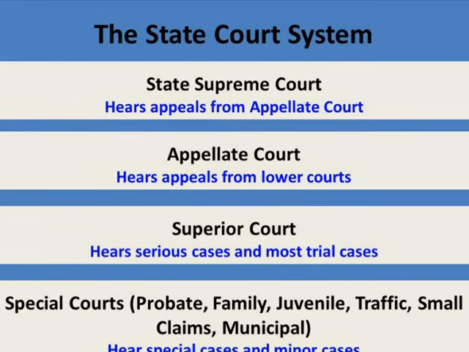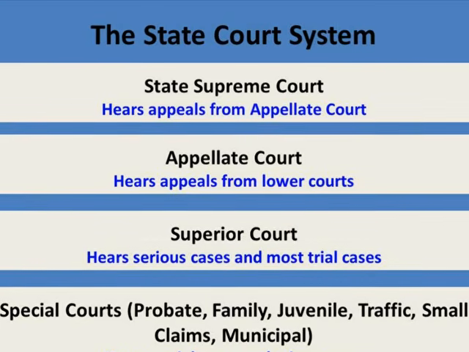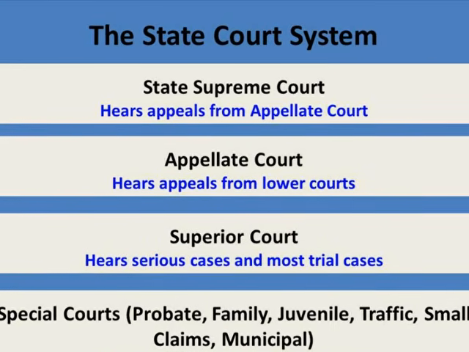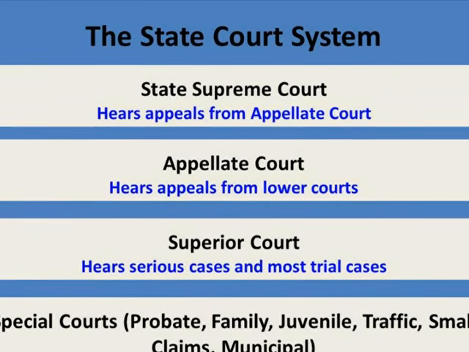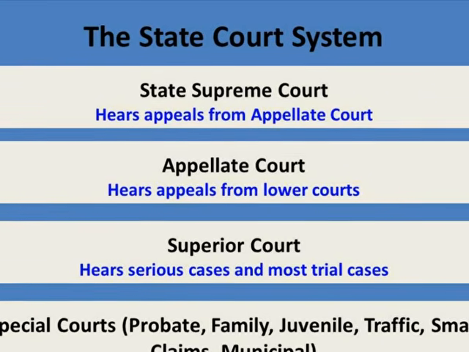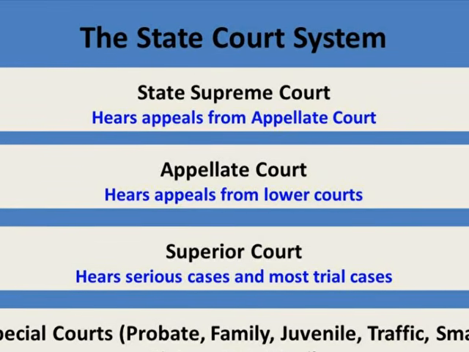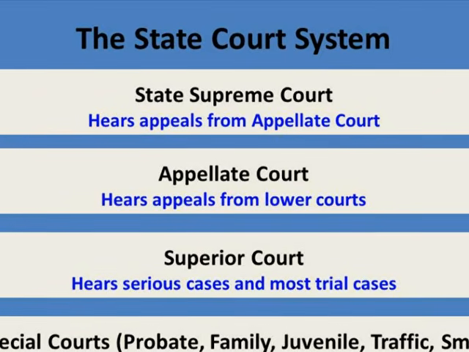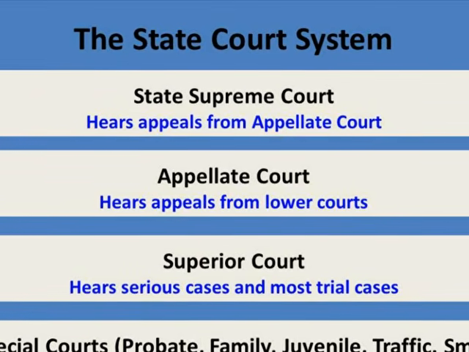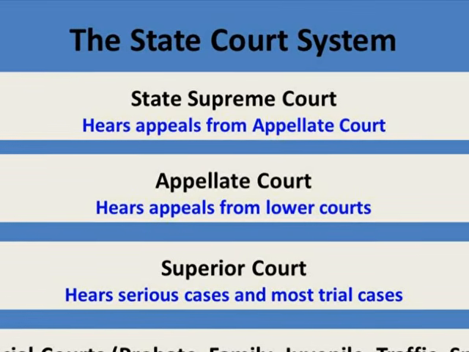If serious enough, a case may move from the state's highest court to the U.S. Supreme Court. Below the top court are a series of lower courts. Appellate courts are courts of appeal, and superior courts hear most serious and trial cases. In addition to the superior courts, there are several special courts that deal with minor cases in more specific areas, such as juvenile crime, family matters, and traffic violations.